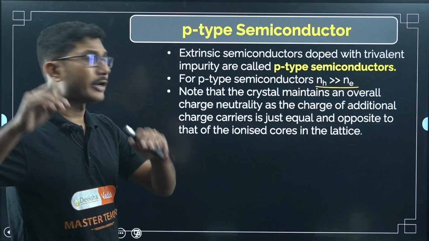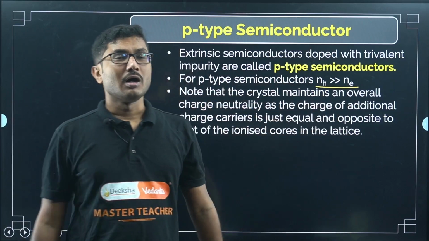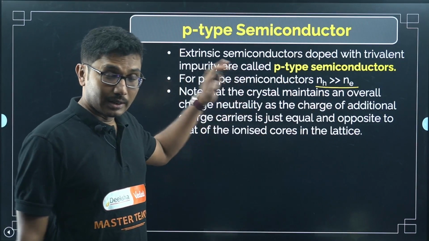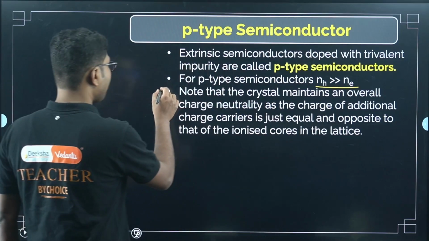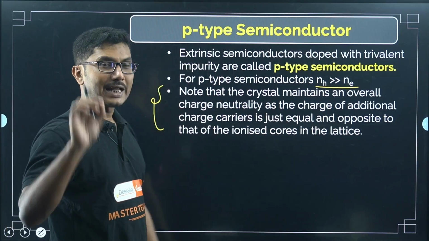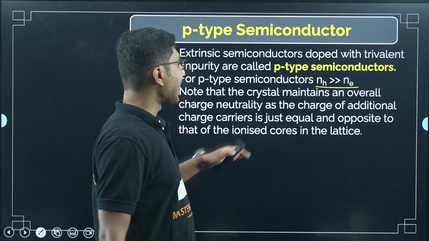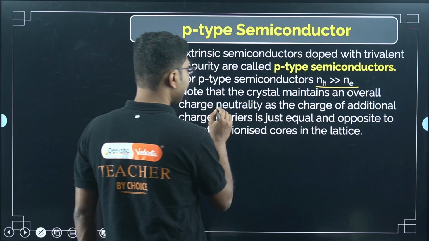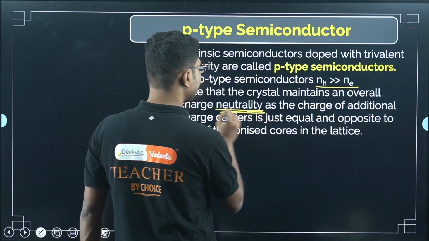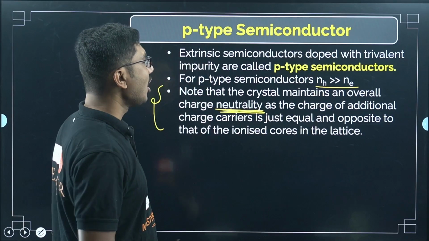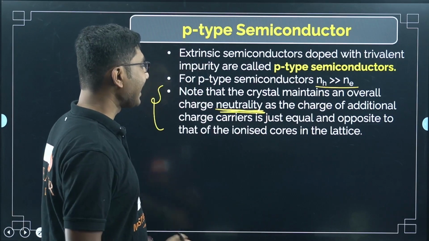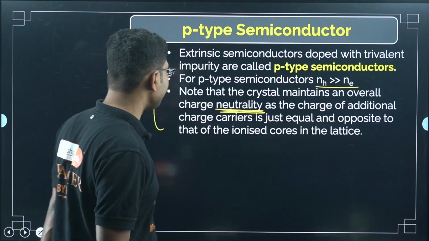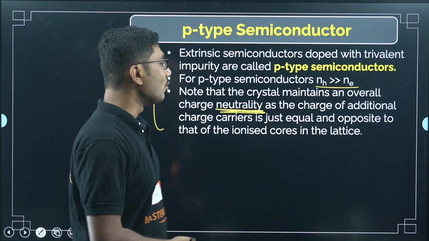Now this is very important. This point is common for both p-type and n-type. Note that the crystal maintains an overall charge neutrality, as the charge of the additional charge carrier is just equal and opposite to that of the ionized cores of the lattice.